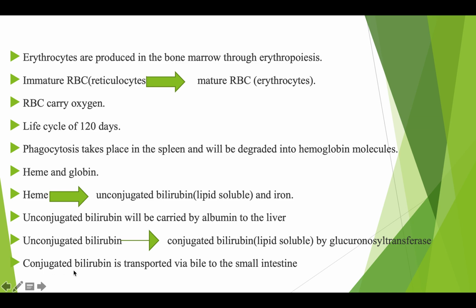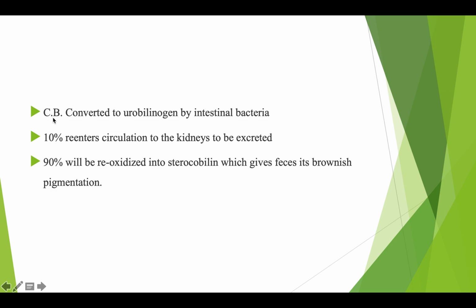So conjugated bilirubin is transported via the bowel to the small intestine. Conjugated bilirubin will be converted to urobilinogen by intestinal bacteria. 10% re-enters circulation to the kidneys and is excreted renally. 90% will be re-oxidized into stercobilin, which gives feces its brownish pigmentation. This is a very simple pathway.